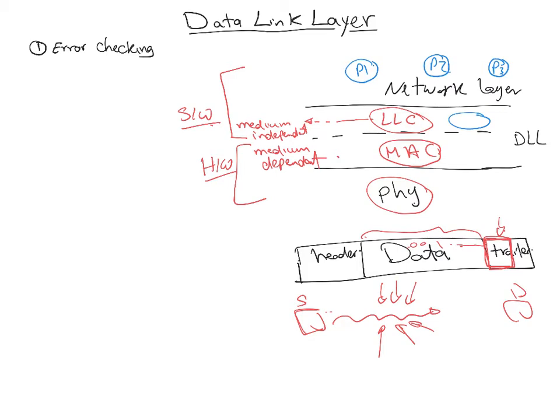So that's the functionality of the logical link control. Regardless of whatever type of medium, the logical link control performs the error checking in the exact same way. There's no difference whether it's fiber optic or anything.